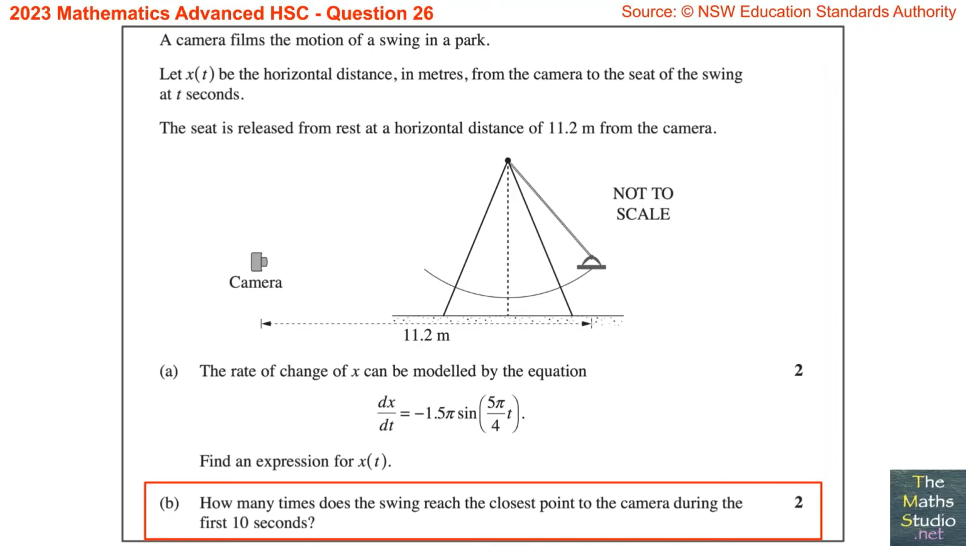Part B. How many times does the swing reach the closest point to the camera during the first 10 seconds?